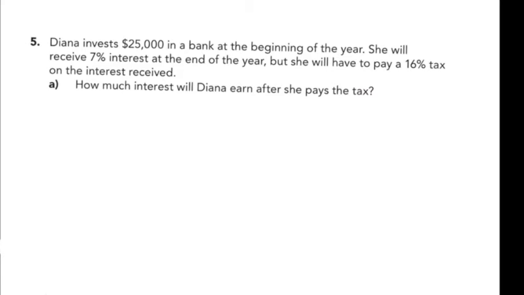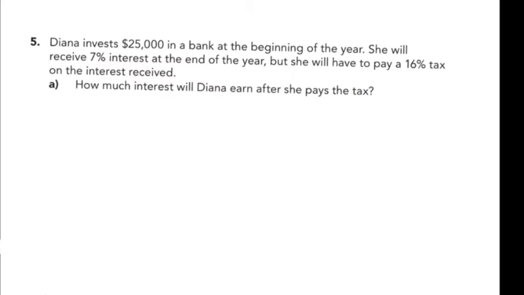So Diana invests $25,000 in a bank at the beginning of the year. She receives 7% interest at the end of the year, but she will have to pay 16% tax on the interest received. So it says, how much interest will she earn after she pays the tax? So we have to do a couple things.